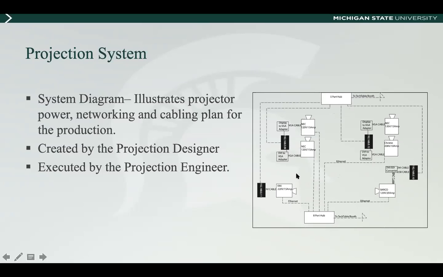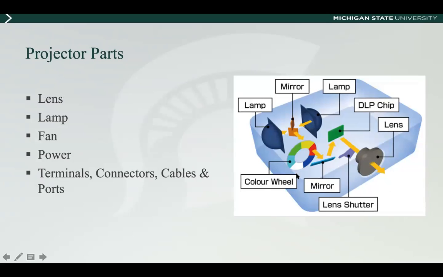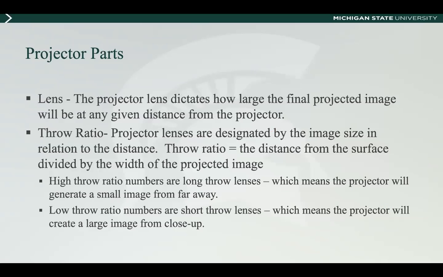So yeah, projector parts. I'm going to talk about just the certain parts of projectors, how they generally work, and hopefully give you a good understanding. Every projector, like lighting instruments, has a lens. So the projector lens distance dictates how large the final projected image will be at any given distance from the projector, right? So we have to make sure that whatever image we're projecting can be thrown far enough that we need it to and at the right size and so forth. So that's what the lens takes care of.